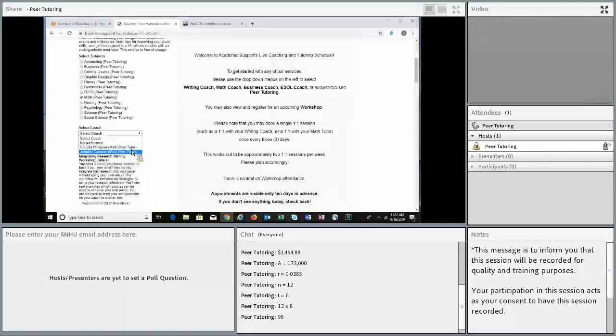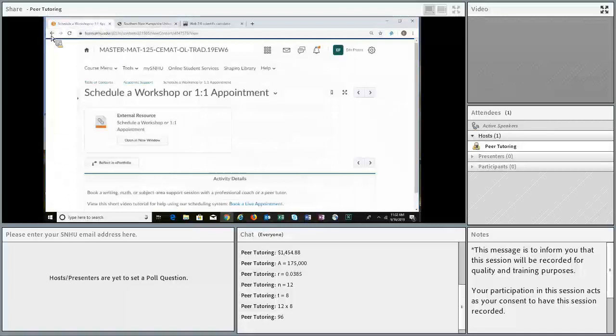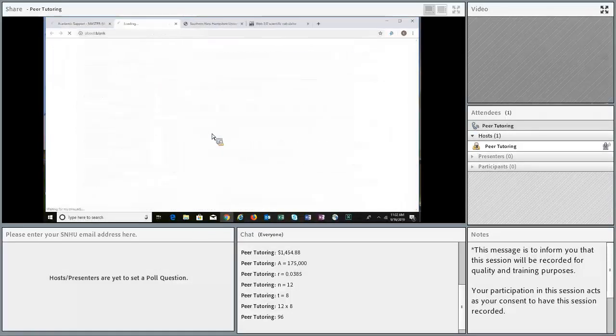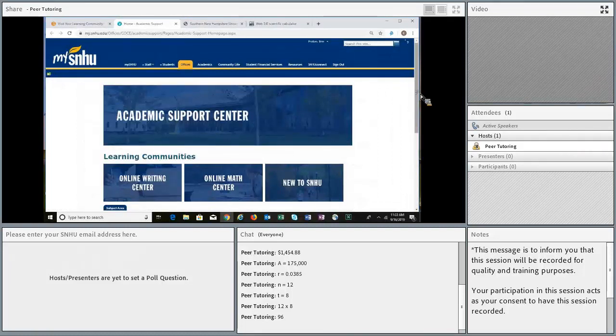Scroll down a little bit. This is a student view. This is what you will see. And then click on math. And then the peer tutors will appear here, just so that if you can't get in with a coach, the peer tutors are also available, just so you know that their schedule is in there as well.